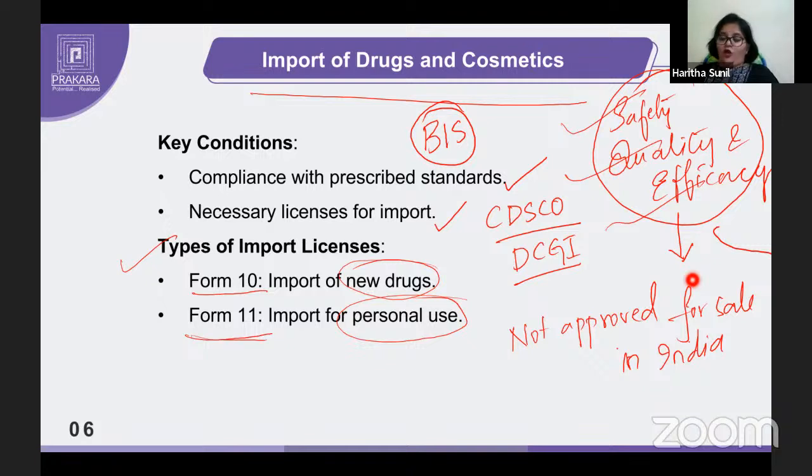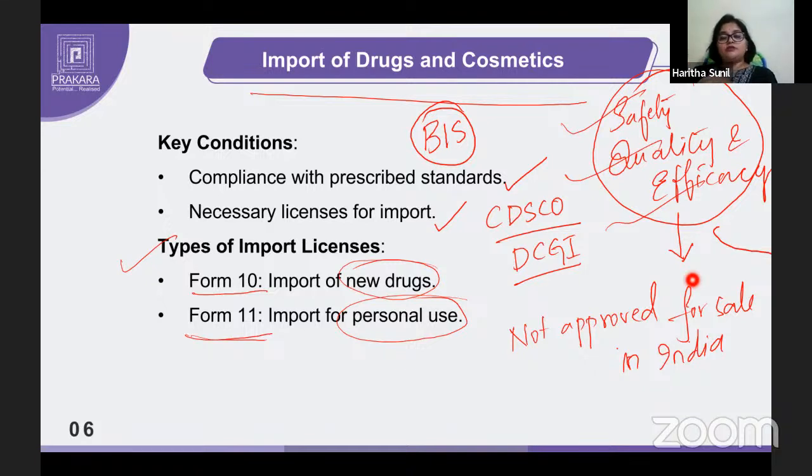And then coming to Form 11, it is for importing for personal use. So it enables individuals to import small quantities of the drugs for personal use or sometimes for non-commercial purposes. What do you mean by personal use? If a person is suffering from a rare disease or a life-threatening disease, and those medications are not available in India, they have to get it from abroad. So that is called personal use.